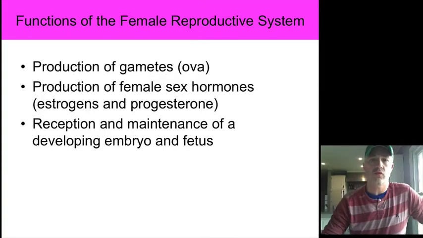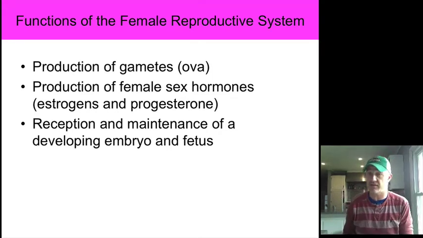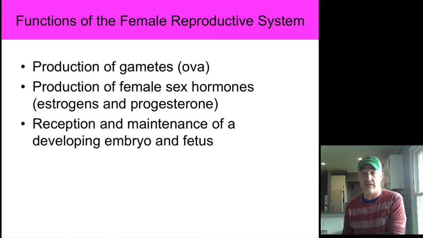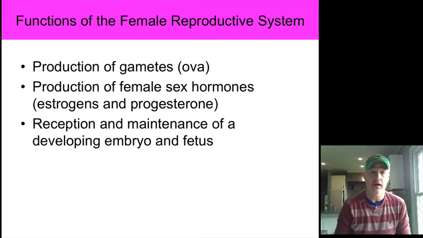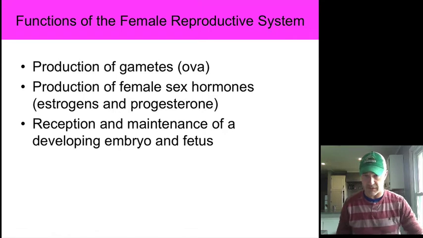Start working through the female reproductive system. Again, as I was saying before, functions pretty similar. Production of gametes, production of the sex hormones. Again, different gamete, different sex hormones this time. Also, we're going to be at this point no longer delivering semen, obviously, but reception and then maintenance of that developing embryo and fetus.